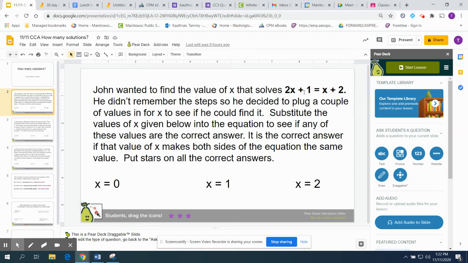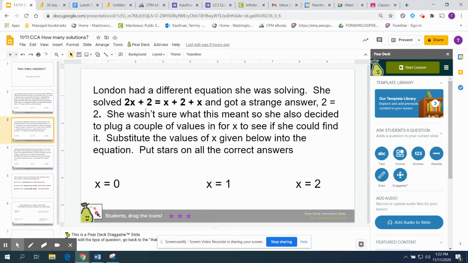I could also take off balanced sets, and I'd have an x on this side and move this over, and you get x is equal to 1. It has one solution. When we go to the next equation, I have 2x plus 2 is equal to x plus 2 plus x. And if I combine those, I'd get 2x plus 2. I can take off my balanced sets, and I'd have 2 equals 2. Not sure what that means.